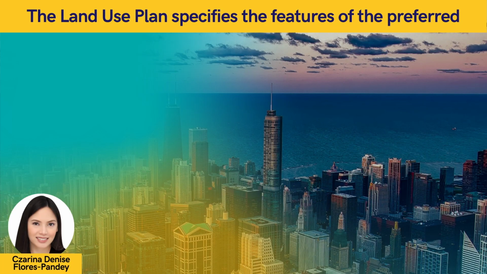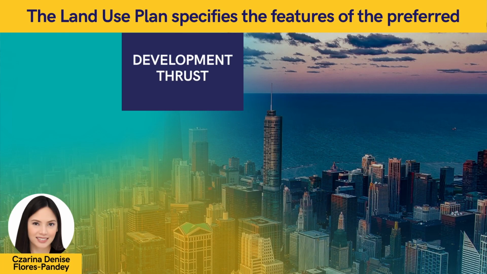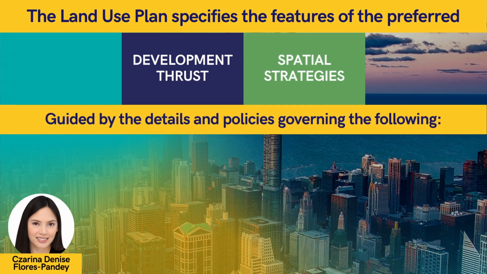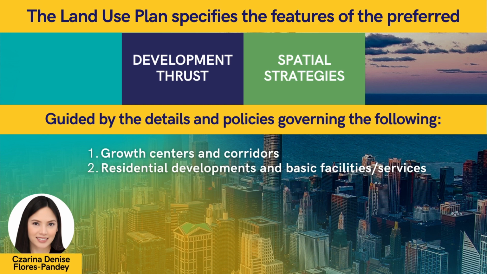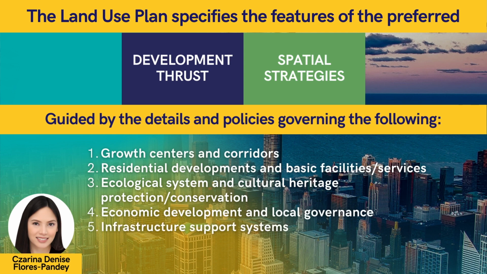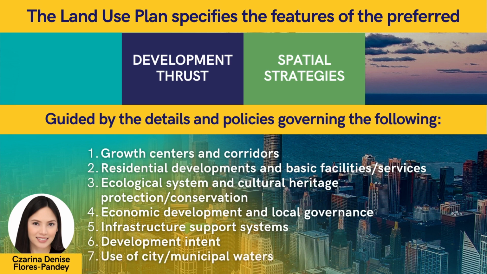The land use plan specifies the features of the preferred development thrust and spatial strategies, guided by the details and policies governing the following: the growth centers and corridors, residential developments and basic facilities or services, ecological system and cultural heritage protection or conservation, economic development and local governance, infrastructure support systems, development intent, and use of city or municipal waters.